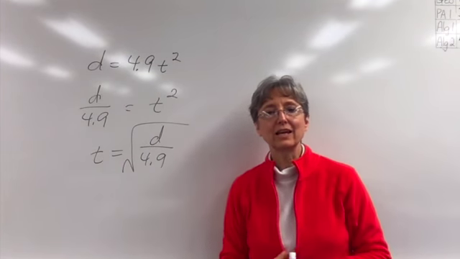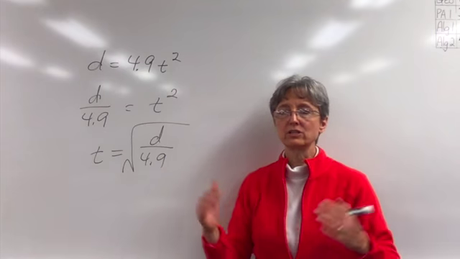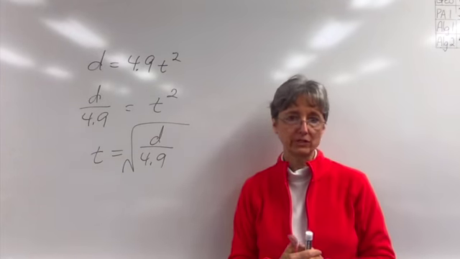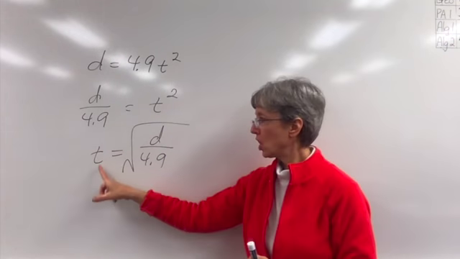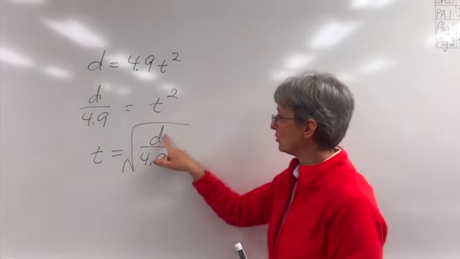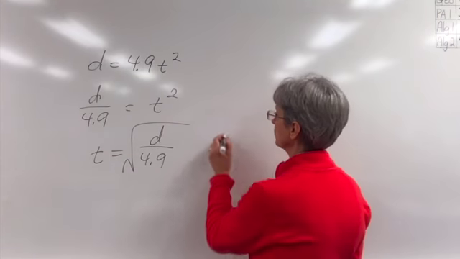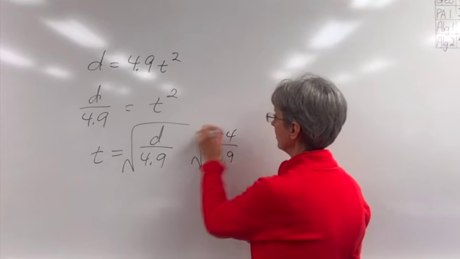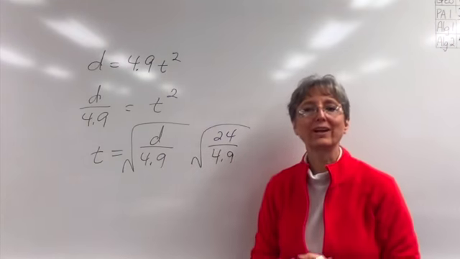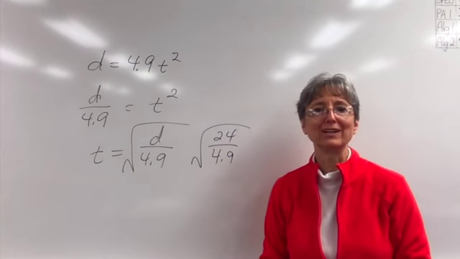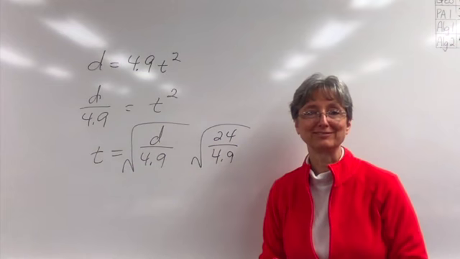So let's say that the diver dove off a cliff that was 24 meters above the surface of the water. How long did it take for him, or her, to reach the water? So you would substitute this D for 24, and you would find the square root of 24 divided by 4.9, and that would give you the time. I think it's about 2.2 seconds or something like that, but that's how you would do it.